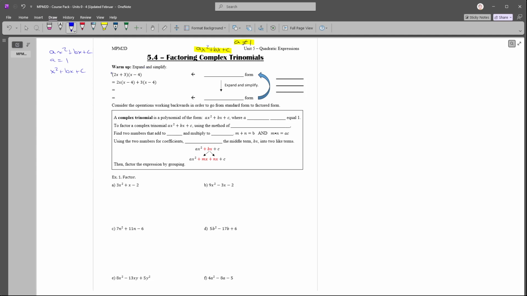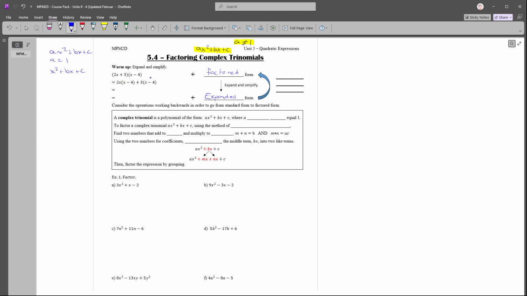We're going to start off with this initial set of binomials, 2x plus 3 and x minus 4. When we see this, these things are already in what we call factored form. Our goal is to expand and simplify. We're going to expand it into expanded form. And all that means is multiply, multiply, multiply, multiply, collect your like terms, and simplify.